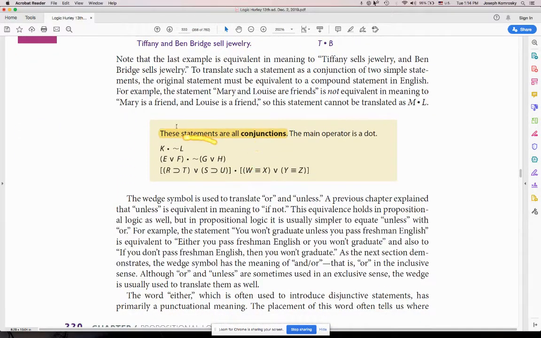And it gives you an example here. They're all conjunctions, meaning they all have a dot as the very main operator. Notice this one's crazy complex, right? But in the middle, the main operator, it's the very last thing we consider. It's a conjunction or the dot.